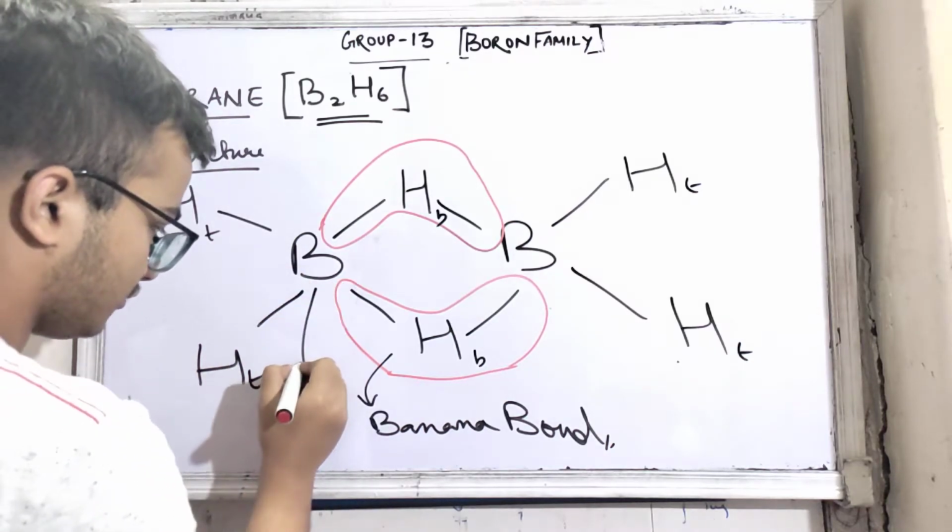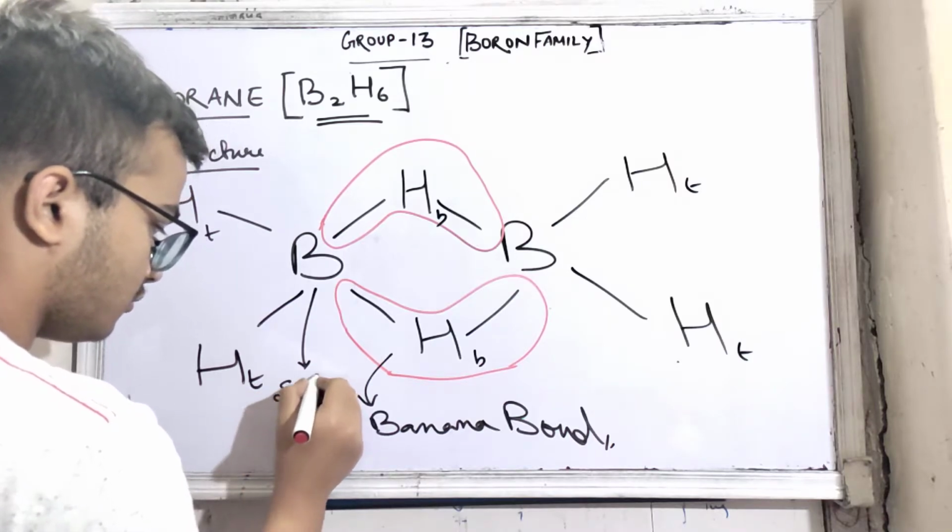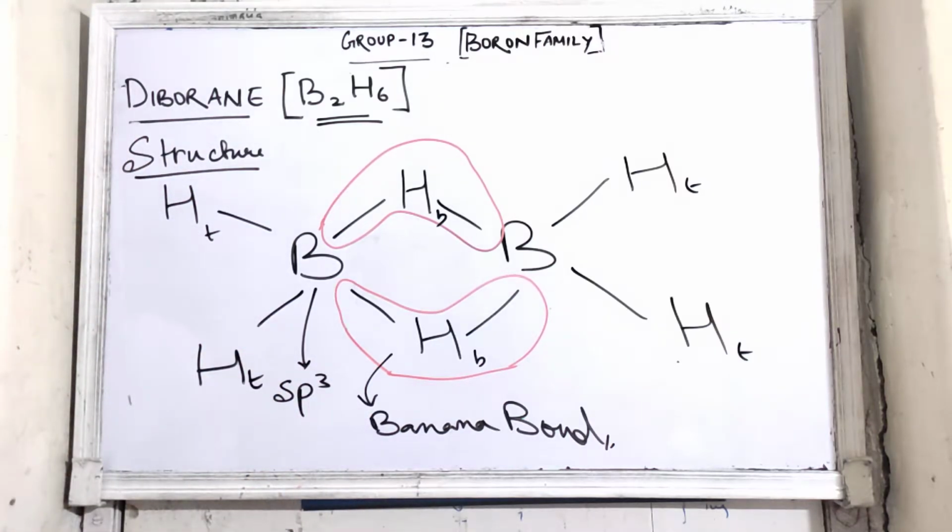If they ask you in the question the hybridization of boron, it is sp3. Remember in BH3 it was sp2, but in case of B2H6 which is diborane, the hybridization of boron is sp3, right? So this was all about diborane. Next we come to a few important points about the boron family.